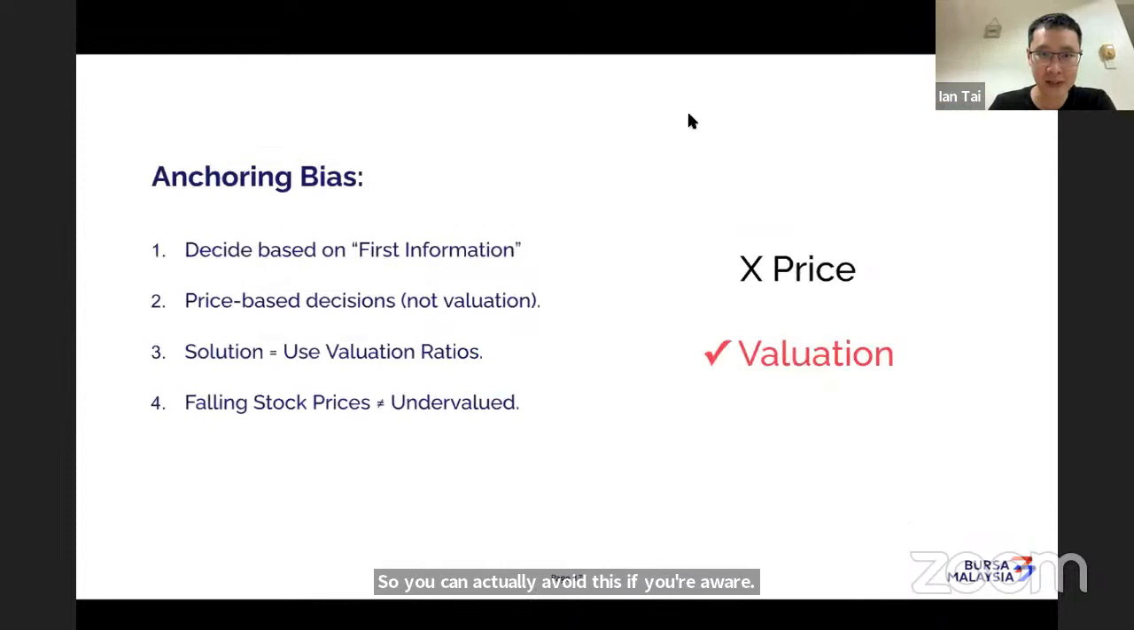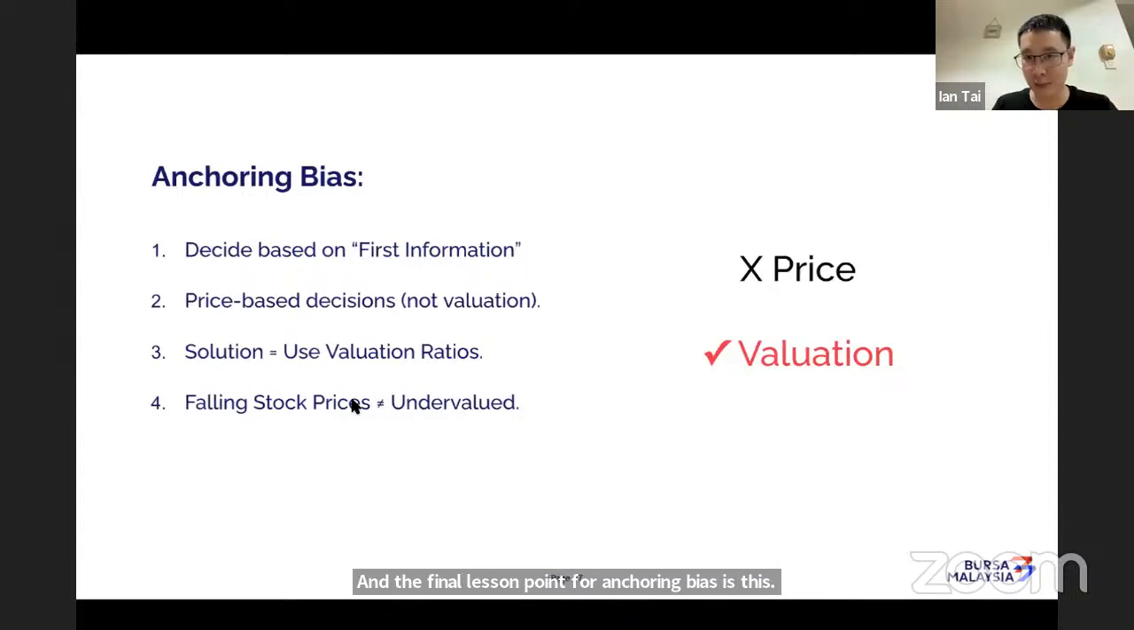So now, here are some key lesson points when it comes to anchoring bias. Number one, never look at the stock price. Always do valuation, okay? Never decide on the stock based on the first information. Wow, somebody tells you that the stock used to be this price, now it is at a certain price. Don't fall for that. Number two, don't make decisions based on price. Always use valuation ratios.